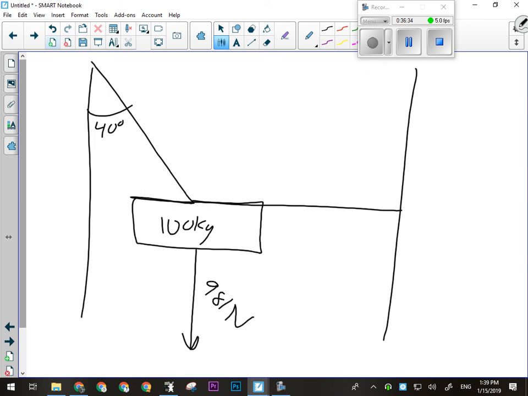No, because then we would have to know how hard it's pushing against the wall, how hard the wall is pushing back, all of that kind of stuff. It would, yeah, it would throw a monkey wrench in for sure.